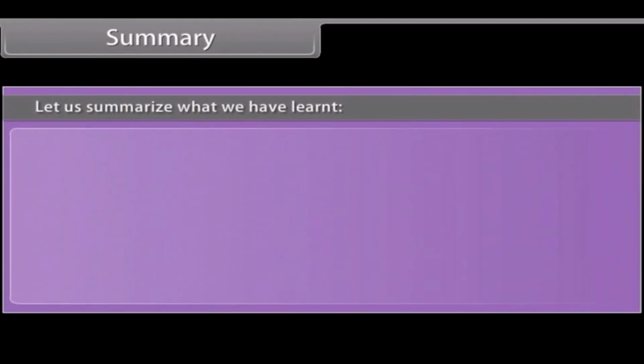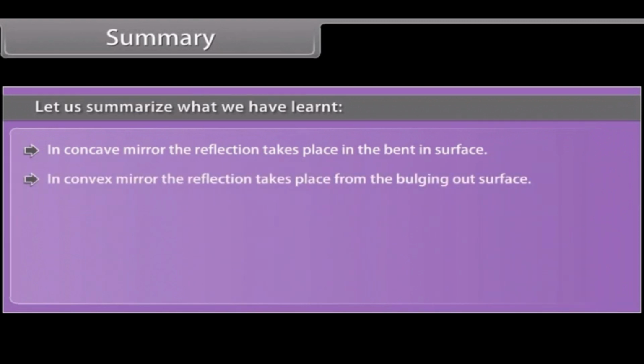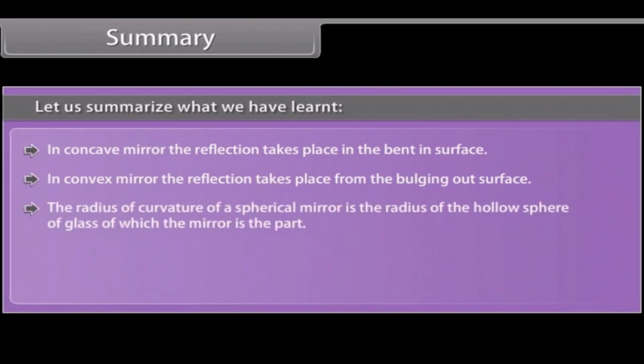Summary. Let us summarize what we have learned. In concave mirror, the reflection takes place in the bent in surface. In convex mirror, the reflection takes place from the bulging out surface. The radius of curvature of a spherical mirror is the radius of the hollow sphere of glass of which the mirror is the part.